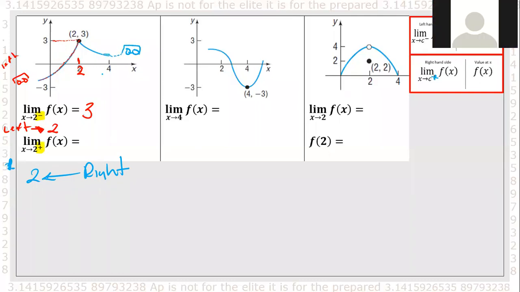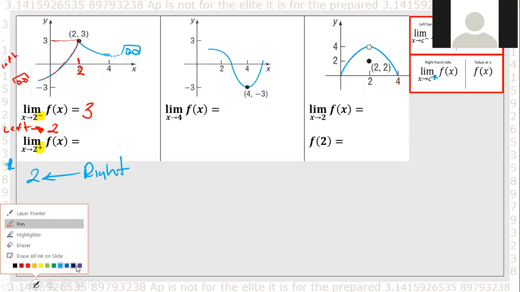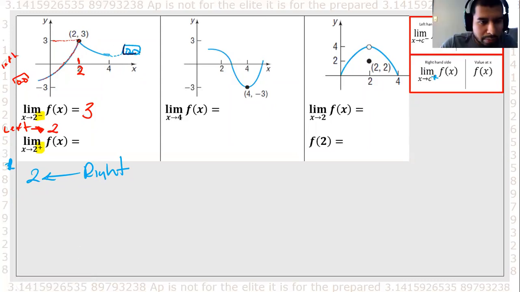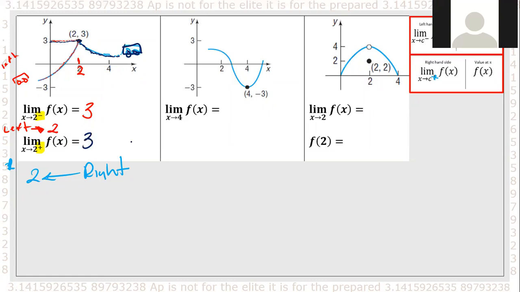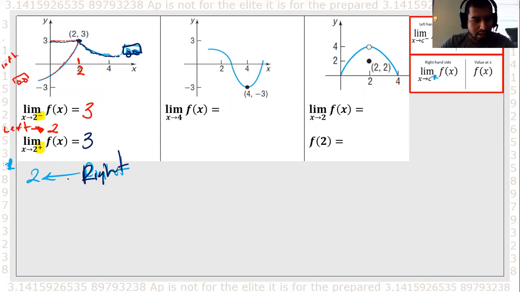So now my roller coaster is on the right, and I'm going, and I'm going. That's a horrible marker. I'm going on my roller coaster from the right-hand side. What is the max height I reach before I approach 2? What is that y value right here? It's also 3. Because from the right, the max height at 2 was also 3. So that was an easy one.